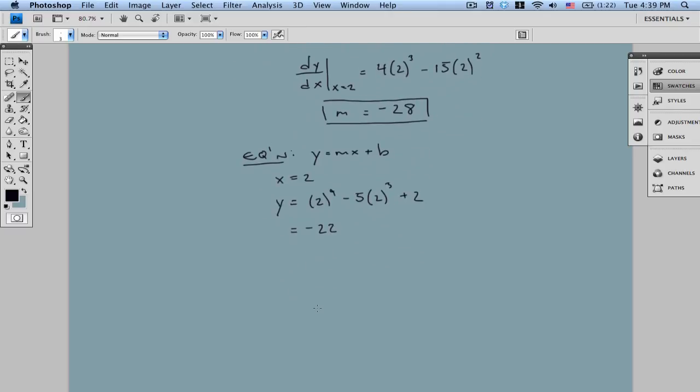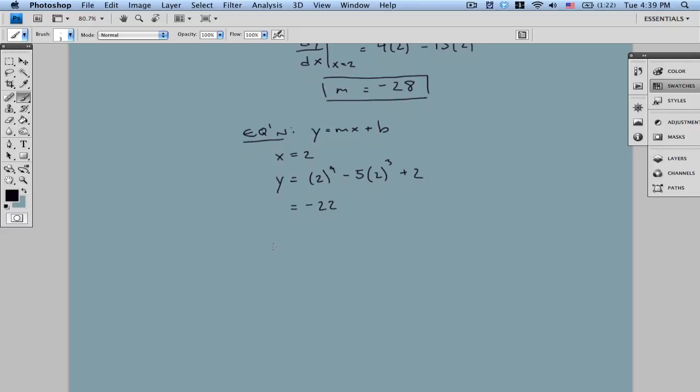Alright, now let's plug in all the stuff that we know and see what we get for b. We've got negative 22 for y, we've got minus 28 for m, and we've got positive 2 for x. So we've got minus 22 equals minus 56 plus b. And if you simplify, you'll get that b equals 34. Alright, so the equation of our line becomes negative 28x plus 34.